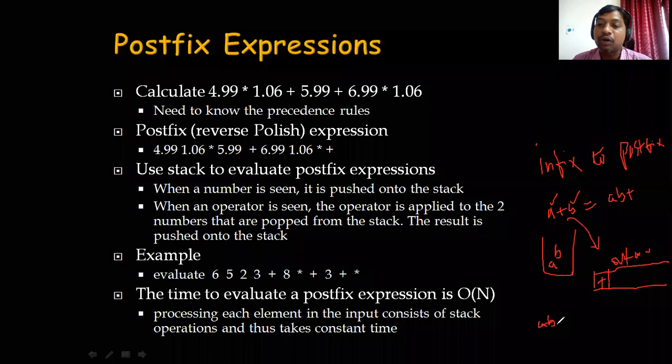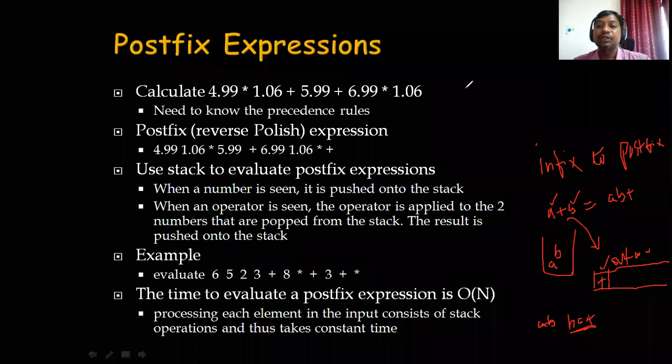Okay, first we have to pop off B, then A, then followed by the operator, like plus. We have plus now, so this will give you BA plus. Okay, BA plus.